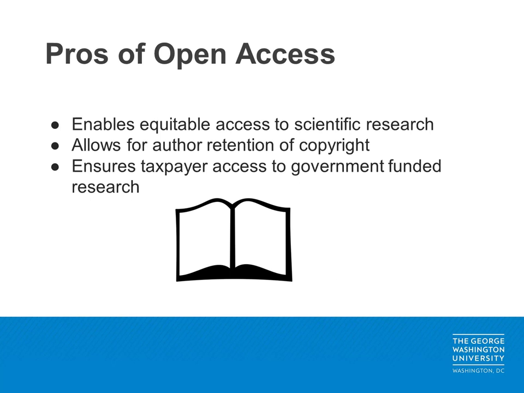At their core, all open access models try to solve the problem of restrictive readership. Broadening the scope of research readership beyond institutions with expensive journal subscriptions has a number of advantages. First, open access attempts to enable equitable access to research. Open access theoretically means that researchers around the globe are no longer tied to institutional budgets to guarantee access to existing research. Next, many open access models allow for author retention of copyright. This is important because it allows researchers to freely distribute their research rather than being restricted by publisher rights. Lastly, open access ensures that taxpayers have access to government-funded research.